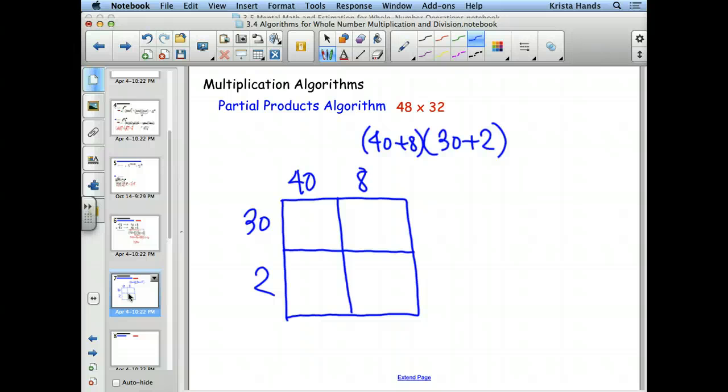Okay, the length and the width of a rectangle. So if you do 40 times 30, that's the 12, and then zeros, 2 zeros. You do 30 times 8, that's your 240. You do 2 times 40, and that's your 80. And you do 2 times 8, and that's your 16. It's the same 4 numbers as the previous slide, right?